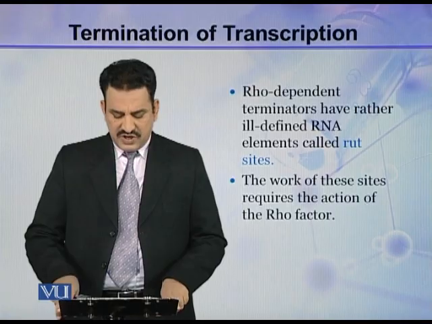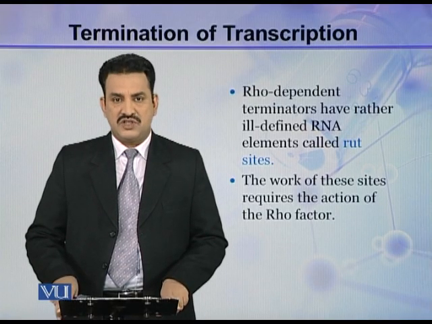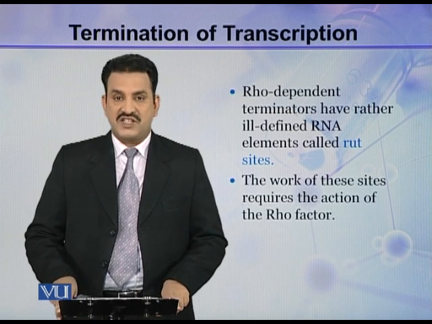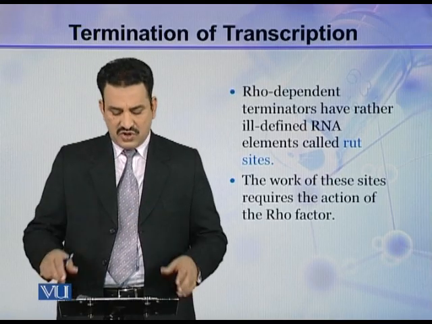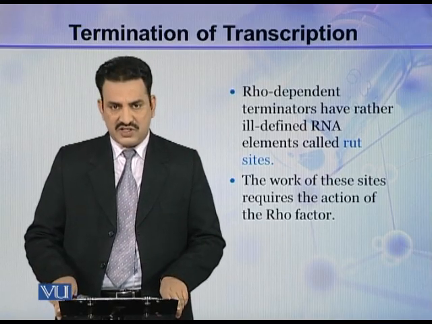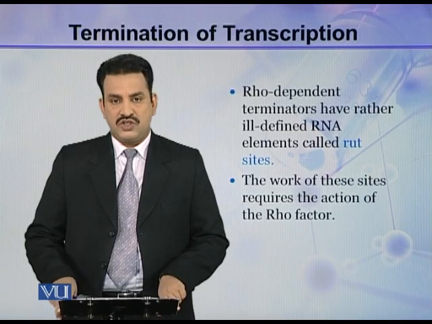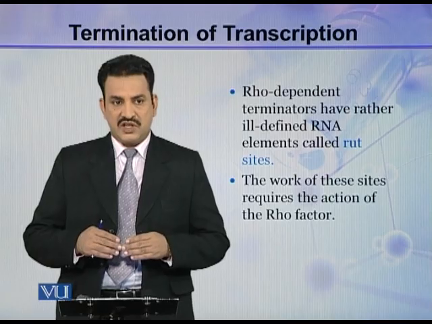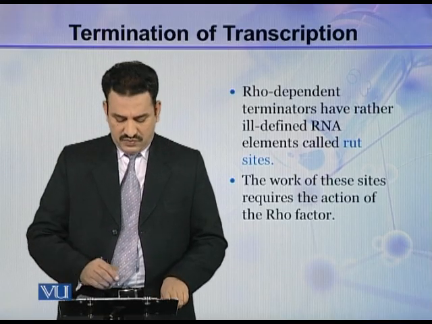RHO dependent terminators have rather ill-defined RNA elements, and these ill-defined RNA elements are called rut sites. So there are some ill-defined sites on the RNA, and these sites are called rut sites. The work of these sites requires the action of the RHO factor. So these sites have to be active. They need the RHO factor.